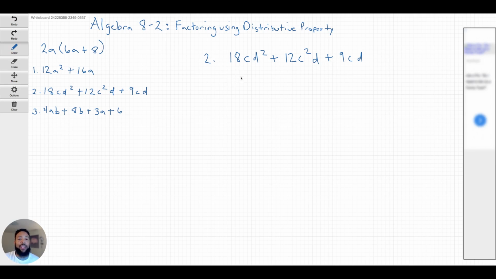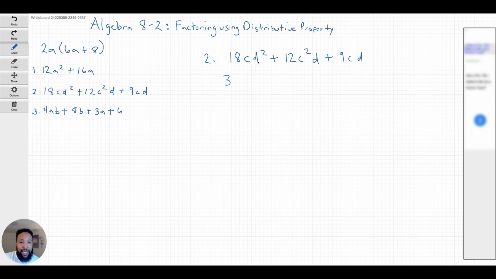Now the first thing we're going to look at, if we're going to factor this, is to pull out the greatest common factor. So let's look at all of our numbers. We have 18, 12, and 9. What number is the greatest common factor that you could pull out of all of these? You have 6 times 3 is 18. You have 6 times 2 is 12, or 4 times 3 for 12, and then you have 3 times 3 for 9. So we can pull out a 3 at most for all of these numbers.